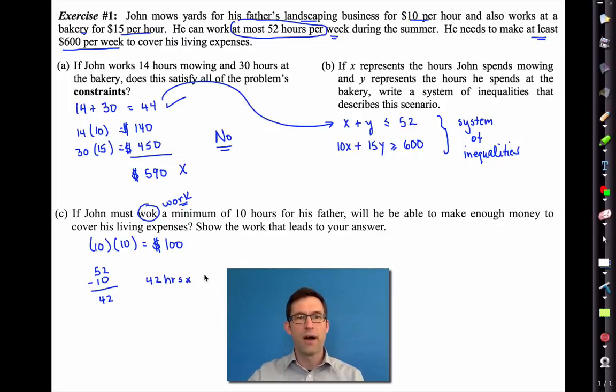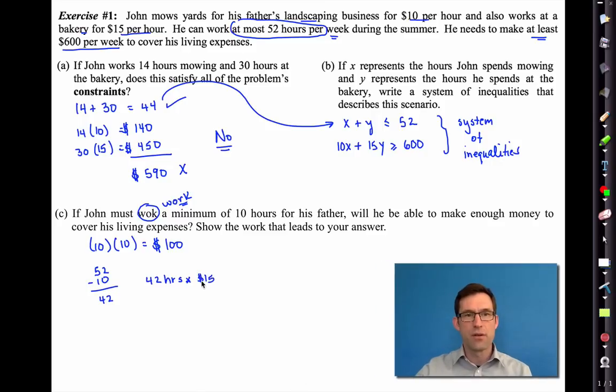So if he takes 42 hours and we multiply that by $15 per hour, what am I going to end up getting? Let's do 42 times 15, and we're going to get $630. Well, obviously, that means that we're going to make $730 in this scenario. Now, he's got to make at least $600. It's got to be greater than or equal to $600.